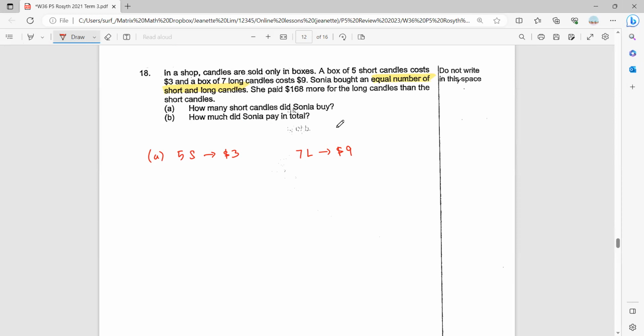Okay, so if it's equal number, what we need to do is to do grouping, and we have equal number of short and long. So how do you make equal number of short and long? Usually equal means 1 long, 1 short. But in this question, I can't do that because the short are in groups of 5, long are in groups of 7. So find a common multiple. 5 and 7 will be 35, which means this one times 7. Okay, so $3 times 7. Then for the other one, to change it to 35, we need to times 5. So $9 times 5.